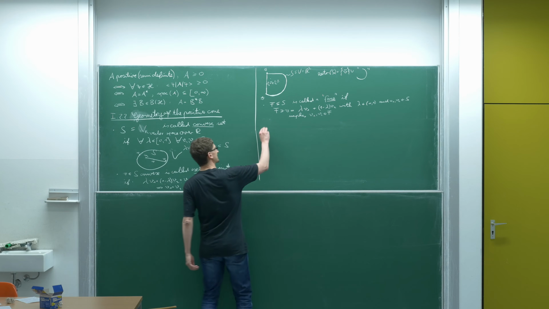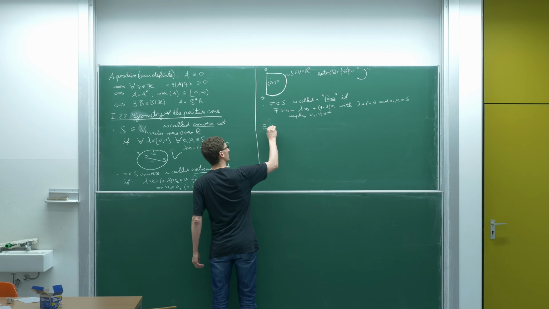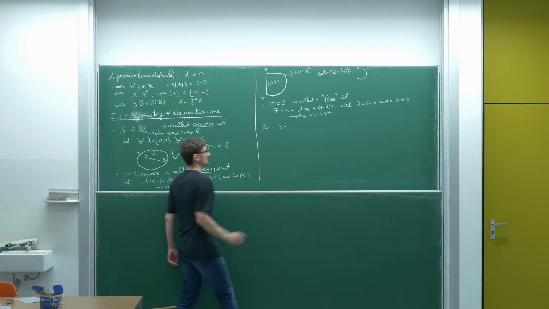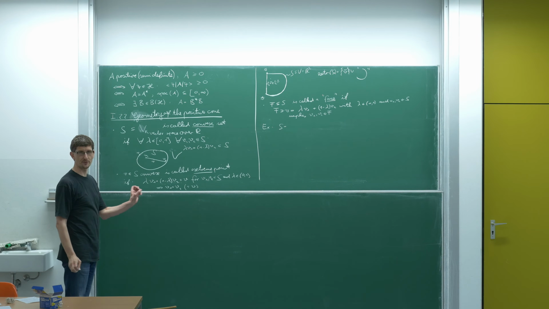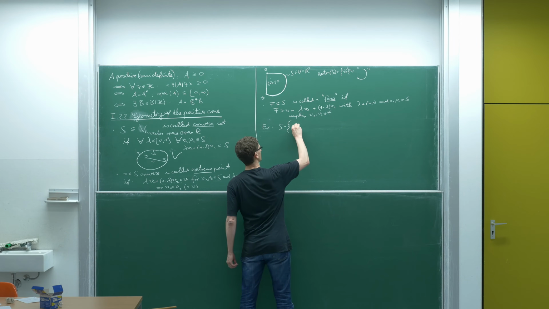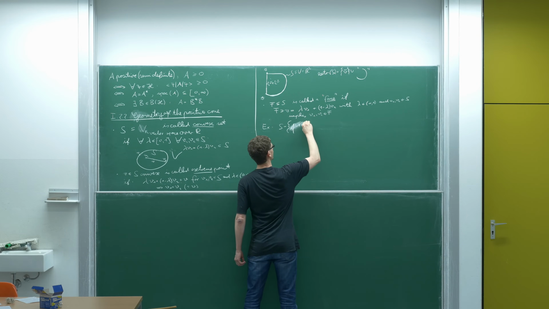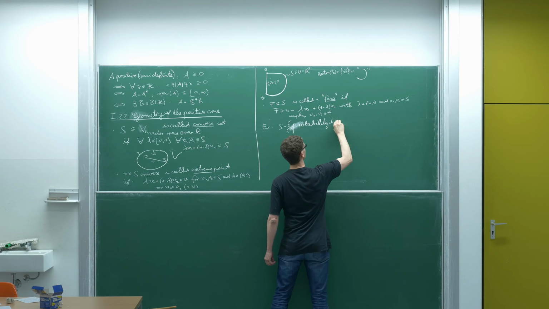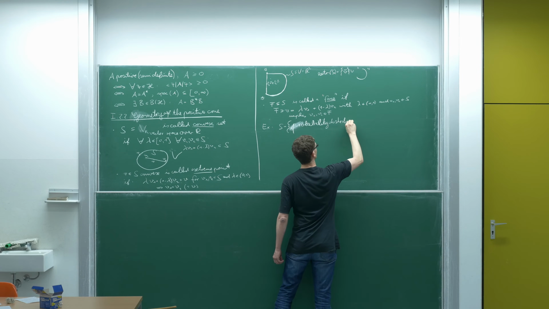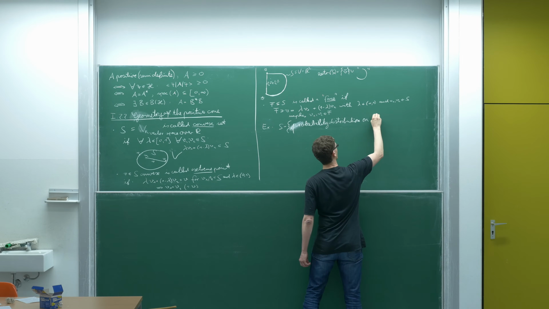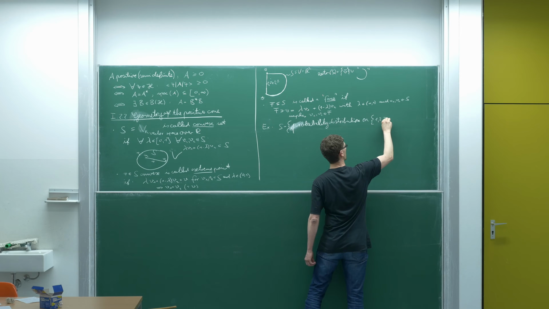So let's take an example. Let's take the set of probability distributions on the set 1, 2, and 3.